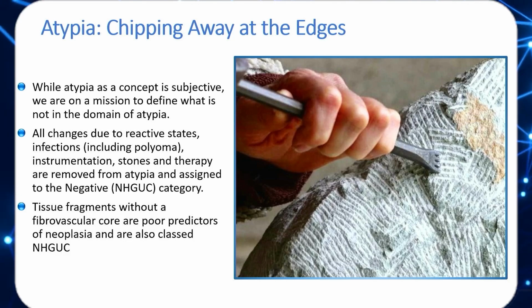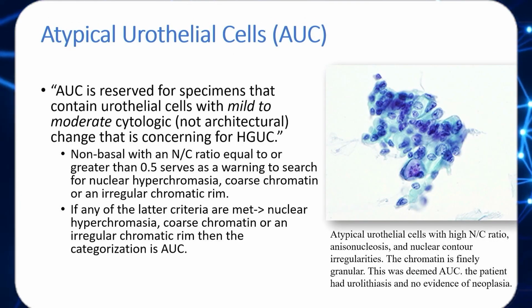So again, we have really been able to chip away from this, and still we do need this category because there are individuals who do want to use this, and rightfully so, because there is still a subset of cases where we really cannot tell what some of these cells really mean as far as clinical context goes. So this should really be reserved very specifically to urothelial cells which are viable. They should have mild to moderate cytologic change that is concerning for high-grade urothelial carcinoma.